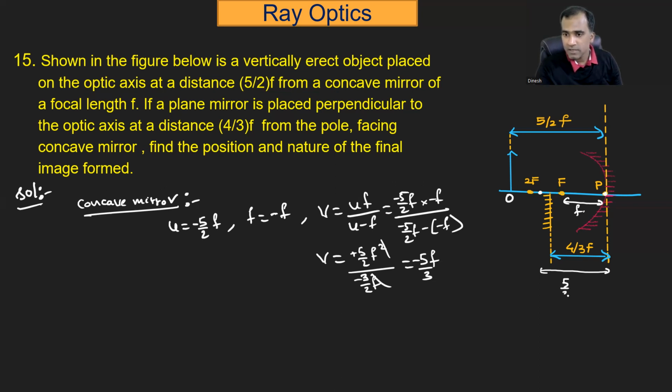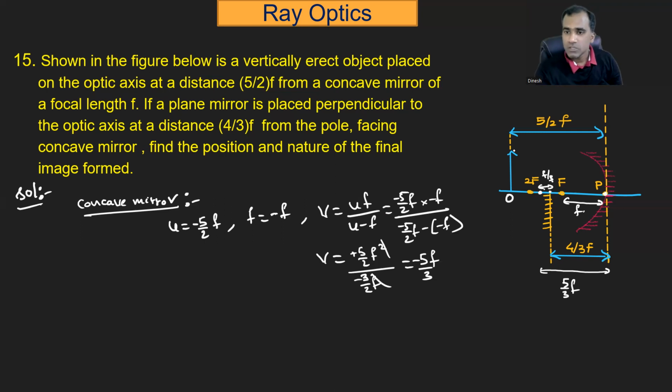This length is 5 by 3 f. Minus indicates it is on this side. So how much is this length, from this point to this point? Can you tell me? This is 5 by 3, this is 4 by 3, so it should be 1 by 3 f, or f by 3. Correct?